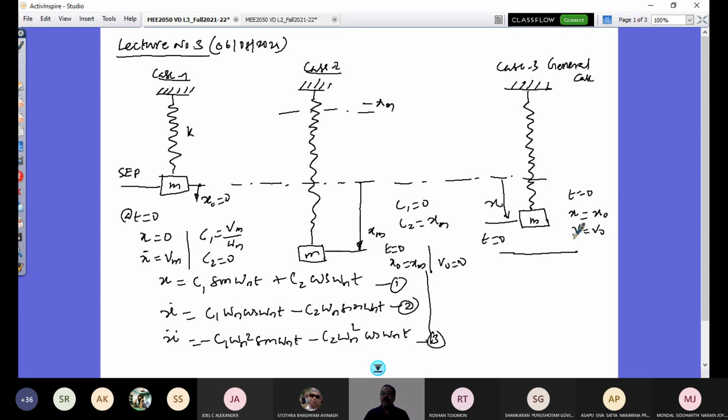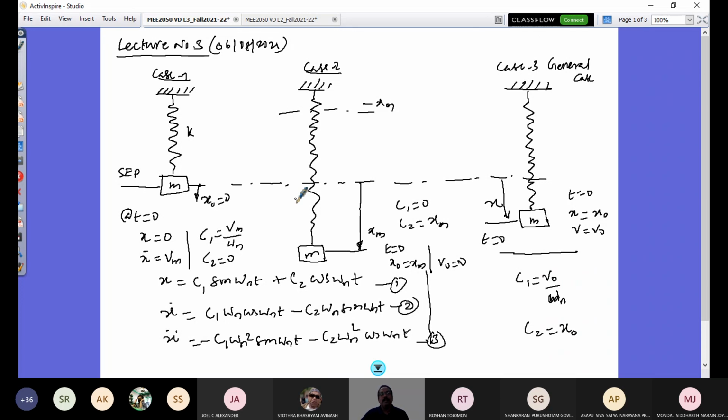So now if I substitute that in equations 1 and 2, I will have C1 is going to be v naught by omega n, and C2 is going to be x naught. So these are all the three cases that one can understand.